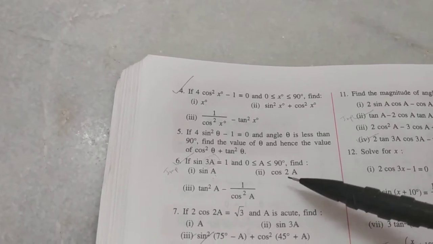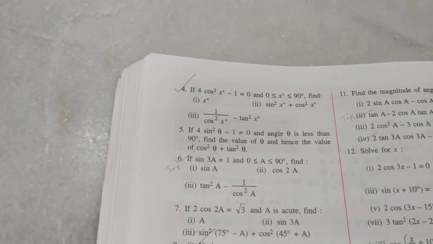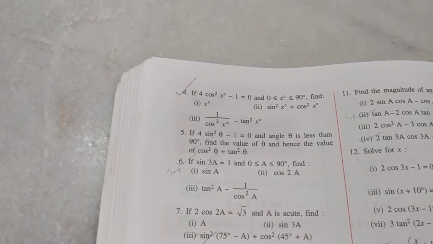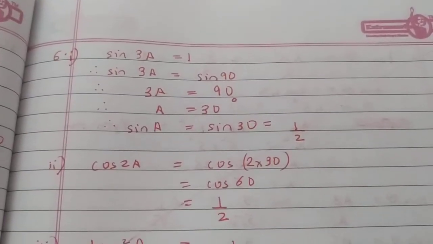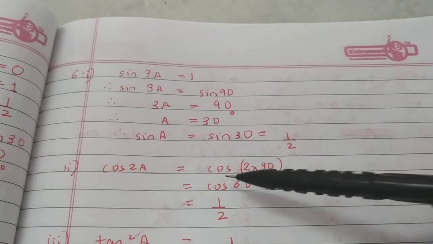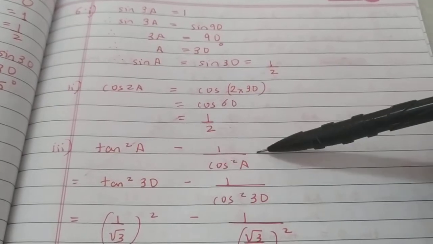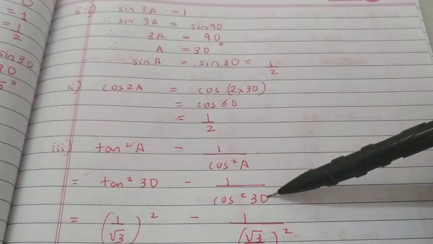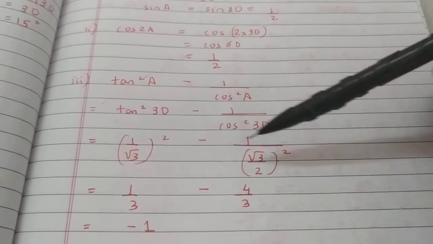Now to find the value of cos 2A and this expression, all we required was the value of A, which we have already found in the process of solving Roman number 1. So we'll substitute the value of A and solve further. When we substitute the value of A as 30, we get cos 2A as cos 60, which is half. And this expression also is easy to solve. Just substitute A as 30, substitute the values from the table, squaring, don't forget that.